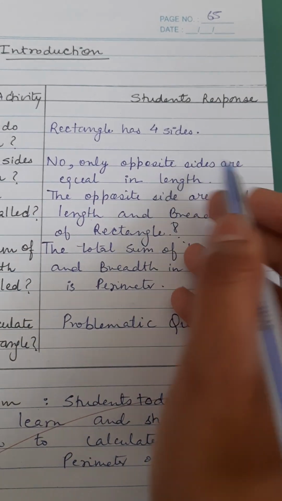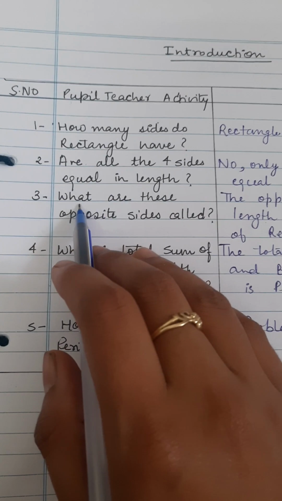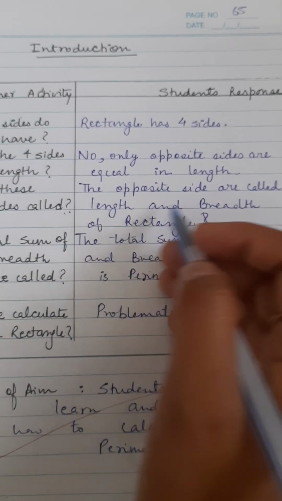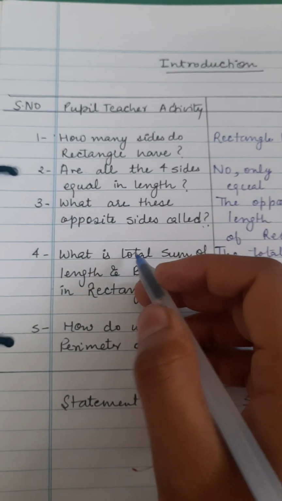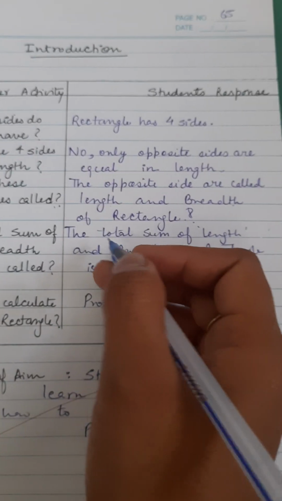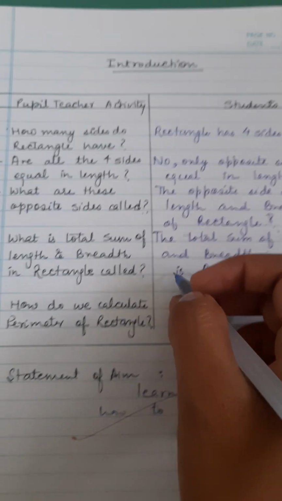No, only opposite sides are equal in length. Then the third question is what are these opposite sides called? The opposite sides are called length and breadth of rectangle. Then fourth question is what is the total sum of length and breadth in rectangle called? The total sum of length and breadth in rectangle is called perimeter.